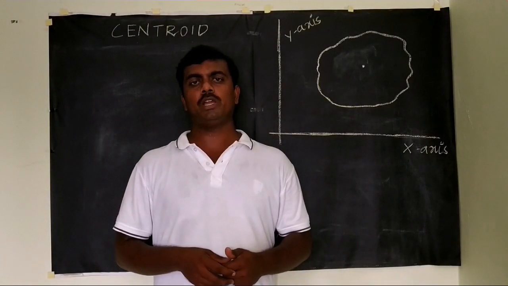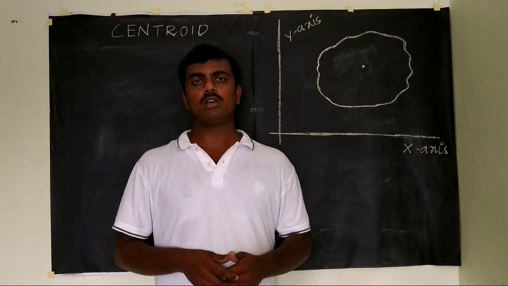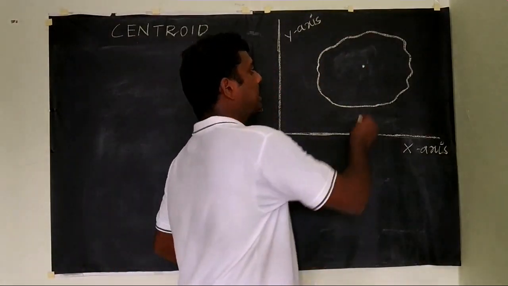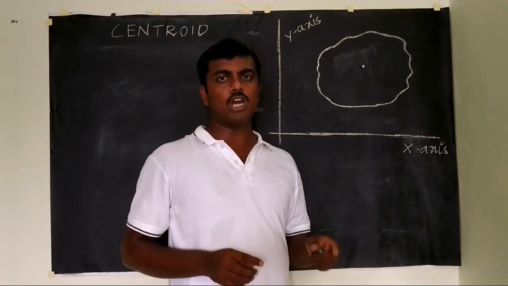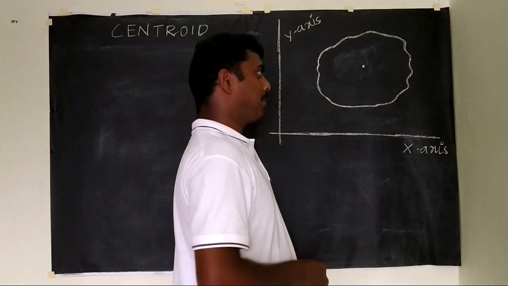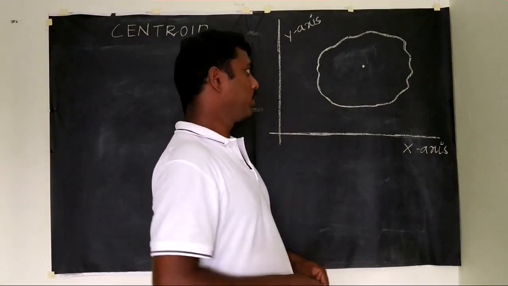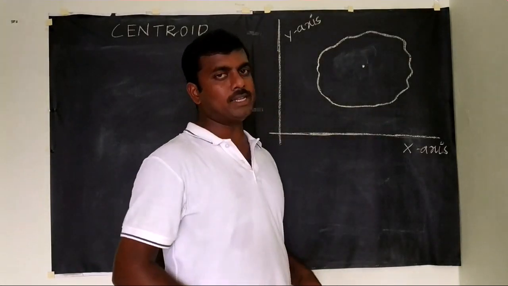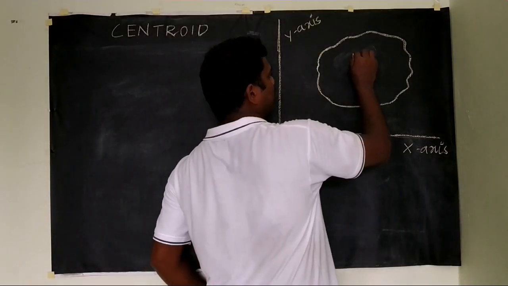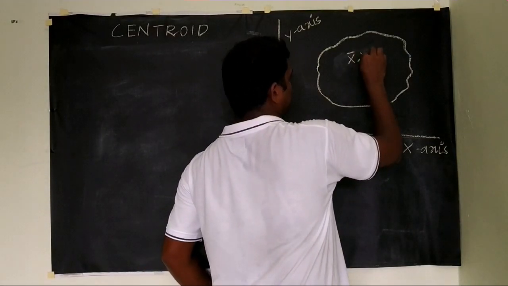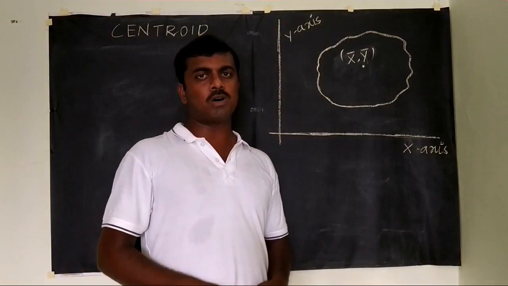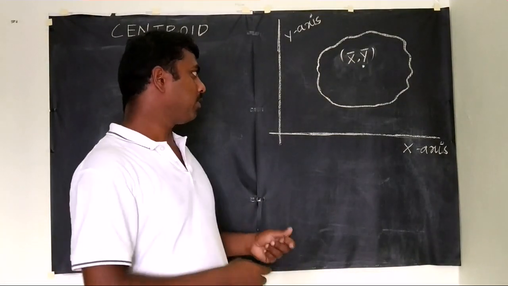Now I am going to explain how to locate centroid on an irregular lamina. Let me take one irregular lamina. Let me assume this is the center point of this lamina. Then at this point, the entire area of this lamina is assumed to be concentrated. So this point is called the centroid, denoted by X bar and Y bar. Here we don't know the values of X bar and Y bar. Let me find them by the end of this video.